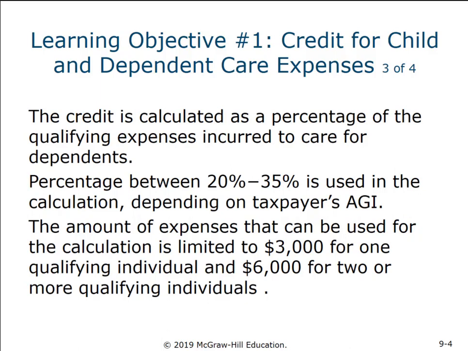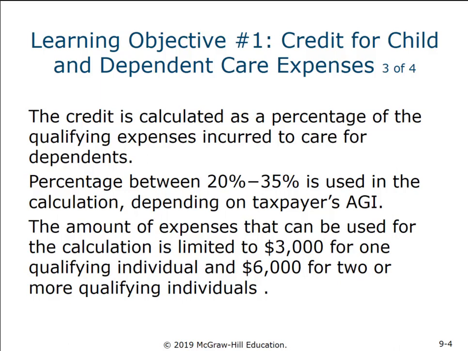Now it's a percentage. You figure out your expenses, then you take a percentage. So it's never going to be the full amount. The maximum you're going to credit is 35% of what you spent. So you're not getting back all that you spend in any case. And the amount of your percent depends on your AGI. And there's a chart on these slides and in your textbook.